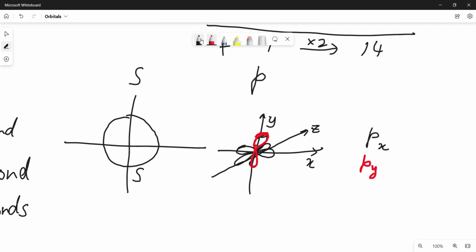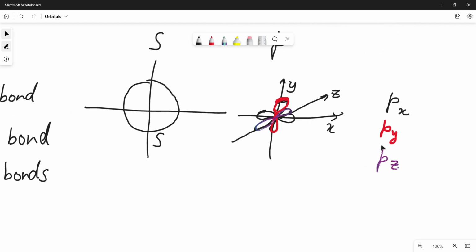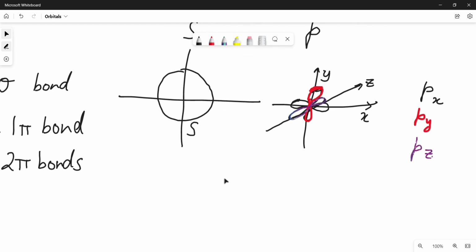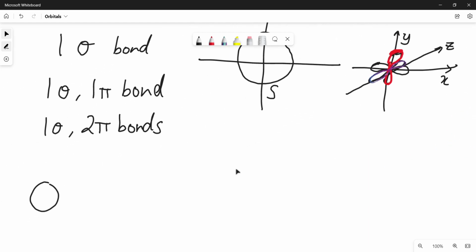Px is the one aligned with x, and the purple color, or is this even purple? It's like orange. Wait, what did I just say? Rainbow. Pz, and that will be pz. And so yeah, that's how the orbitals of p work, and those are the shapes. They look like dumbbells, kind of. You can remember it that way.